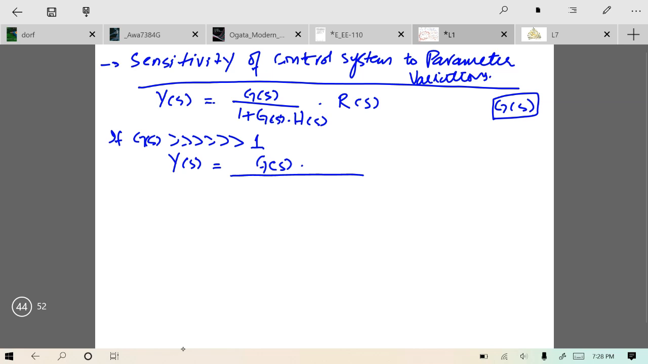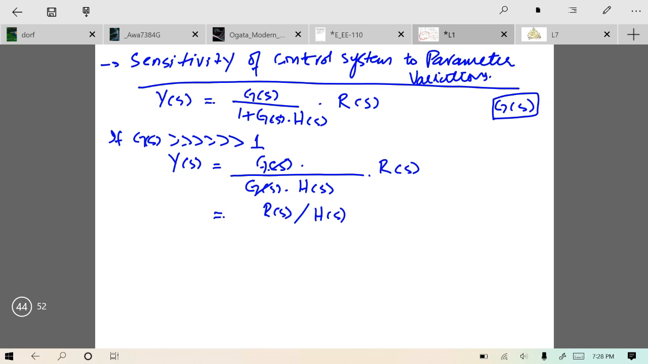divided by, now if this G of s is very much greater than 1, then this 1 plus G of s H of s term can be written as G of s into H of s, into R of s. So if you see, this G of s will be cancelled with this G of s, and your output would be only R of s divided by H of s. Isn't this interesting? Your output is no longer dependent on the G of s. Your system is not sensitive.